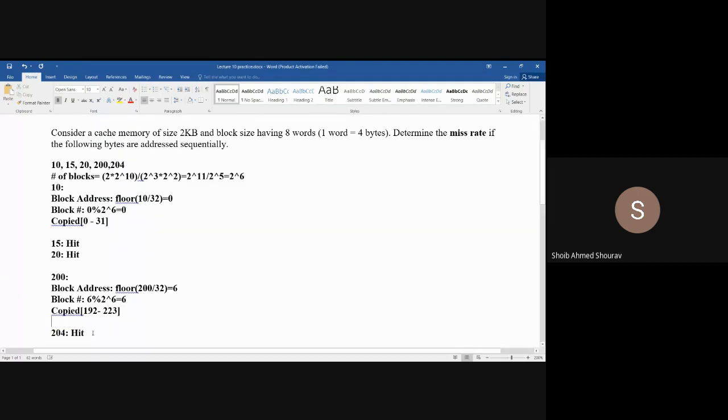Let me drop this one in the chat box for you. This is the solution. It will not take more than 5 minutes for you to find it if you know the procedures. It will not take more than 5 minutes to find out whether 5 numbers are hit or miss. It takes less than 1 minute to find the number of blocks, then you can find the other things easily. So everything clear? Please respond. Yes, sir.